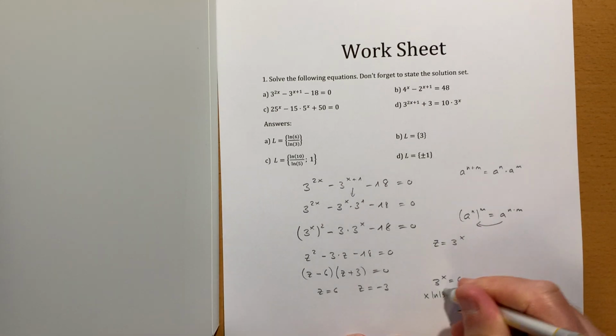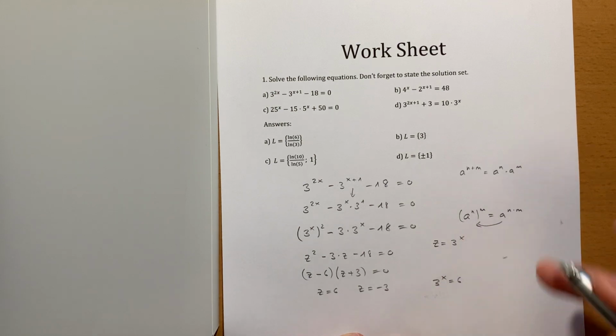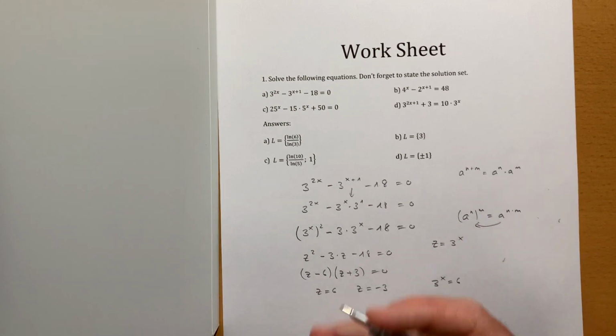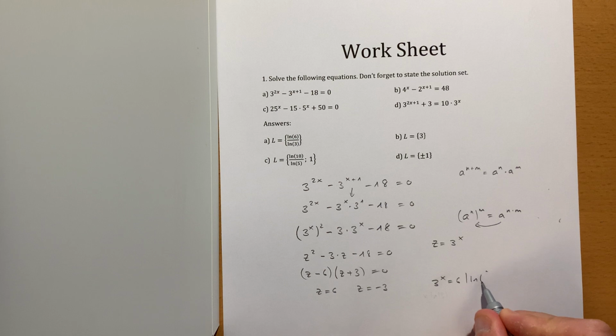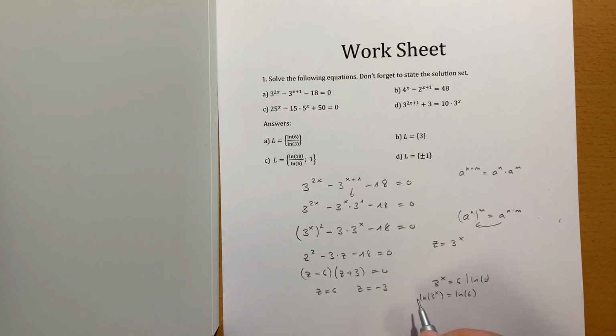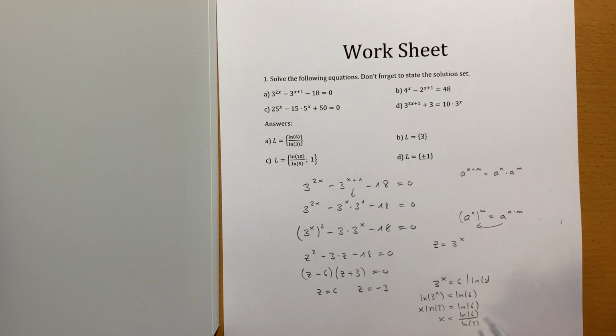Or let's do one more step. Use the ln on both sides. Here we go. So ln 3 to the x is ln 6. We've done this many times. x ln 3 is ln 6. So x is ln 6 over ln 3. Well, we could work that out, but let's leave it at this.